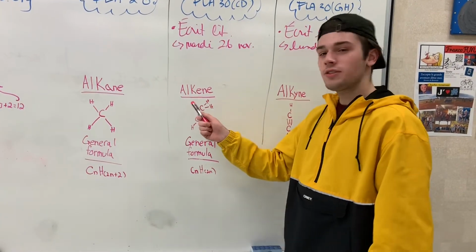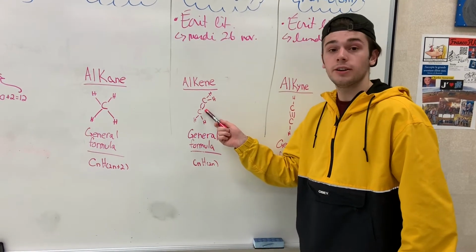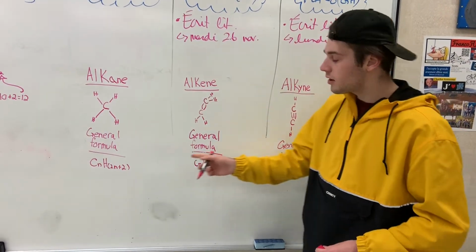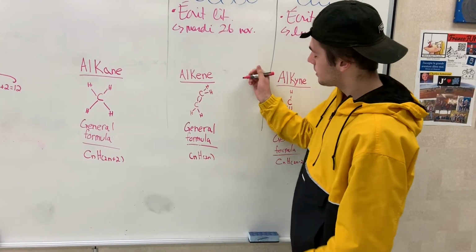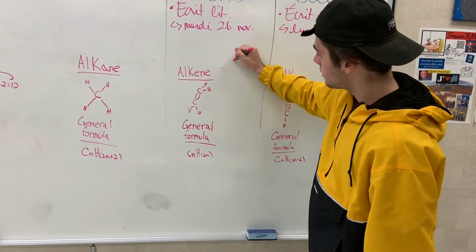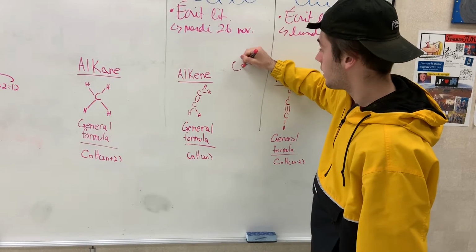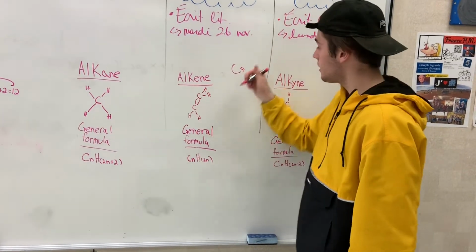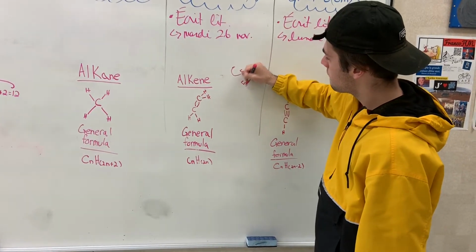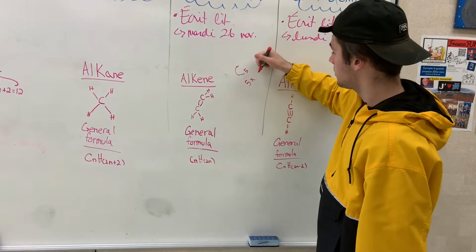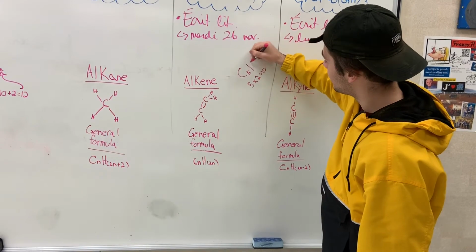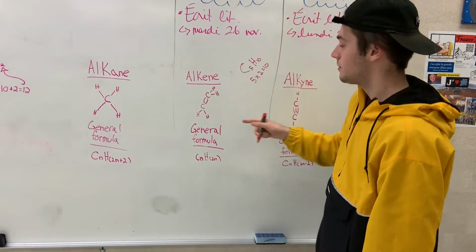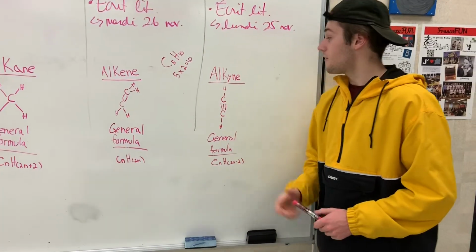So since we know that the alkene has the double bond here, we cannot add the 2 because the double bond takes up that. So instead, if it's C5 again, and we want to find for the alkene, we'll just do 5 times 2, which equals 10. So it'll be H10 with the double bond. Finally, the alkyne.